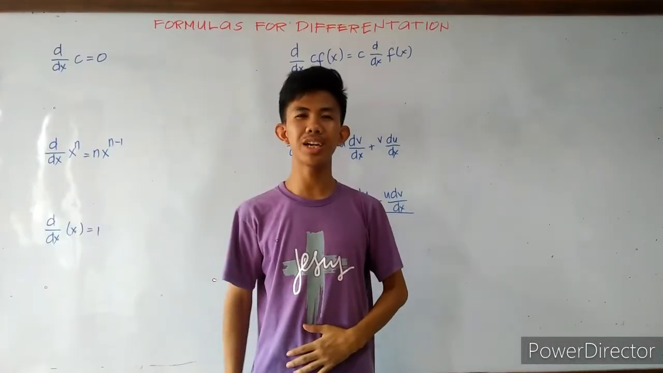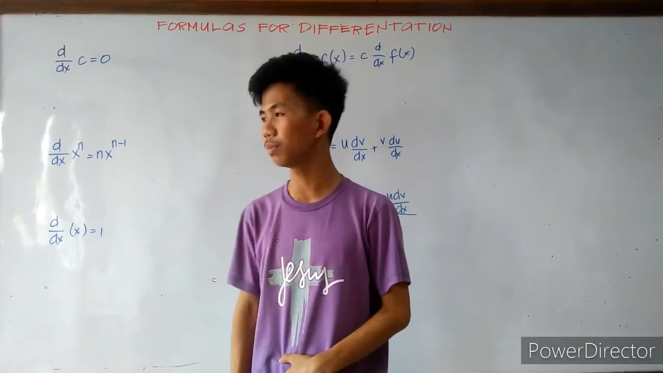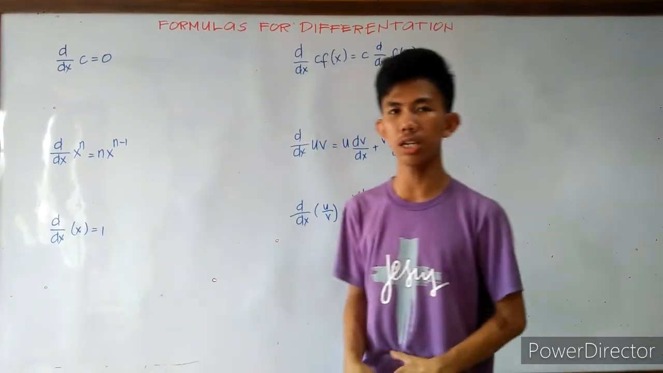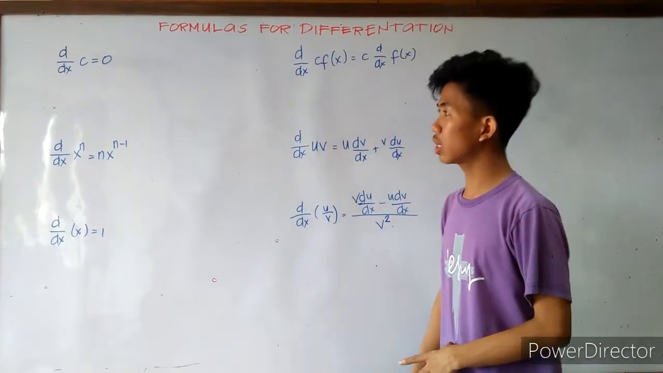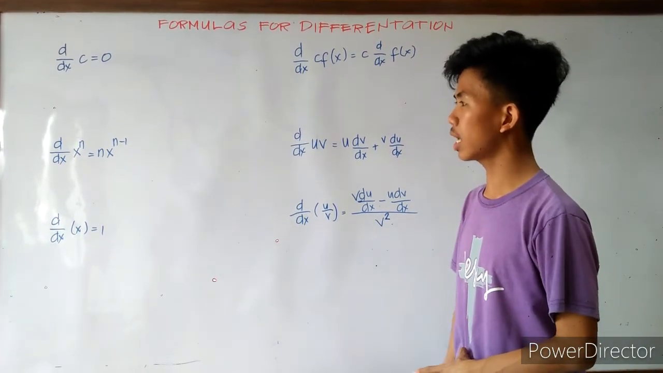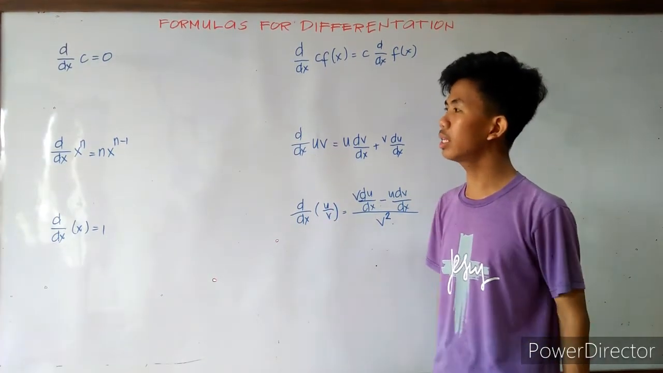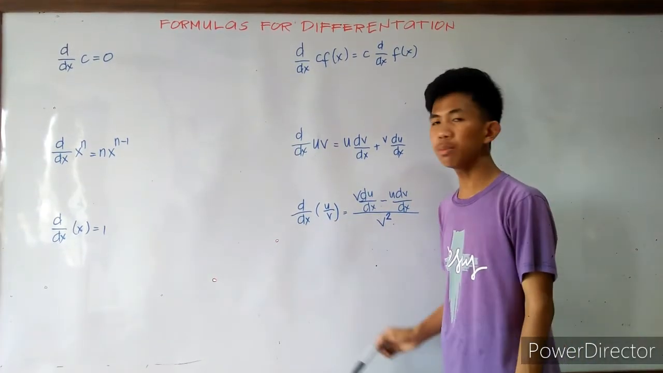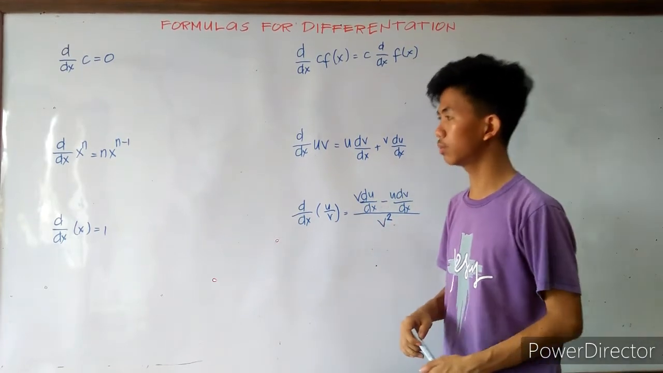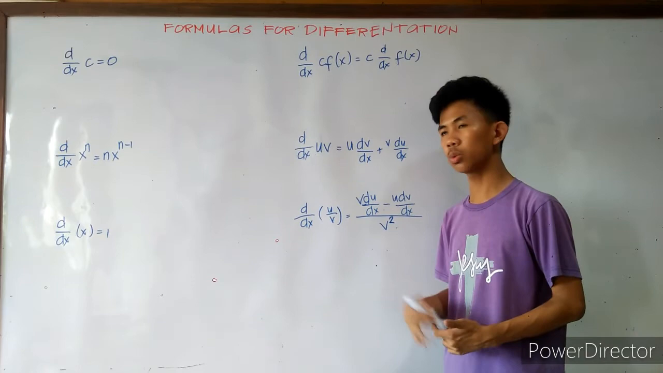This moment, we will discuss the shortcut in finding the derivatives of a given function. And we have 6 formulas. The first is the derivative of c is equal to 0. The second formula is the derivative of x raised to n equals n times x raised to n minus 1. And the third formula is the derivative of x is equal to 1.